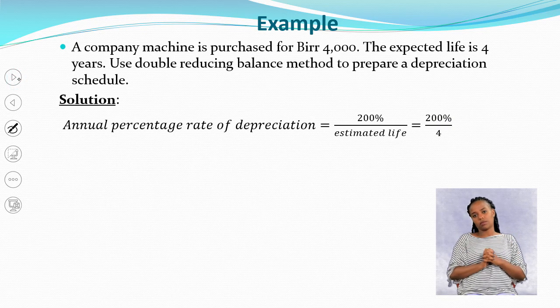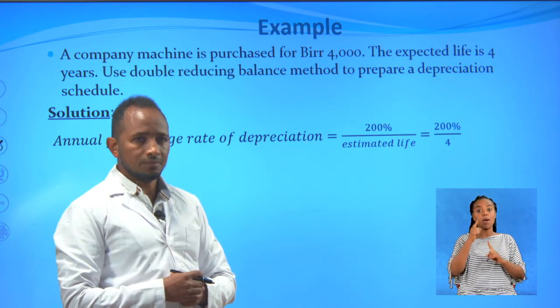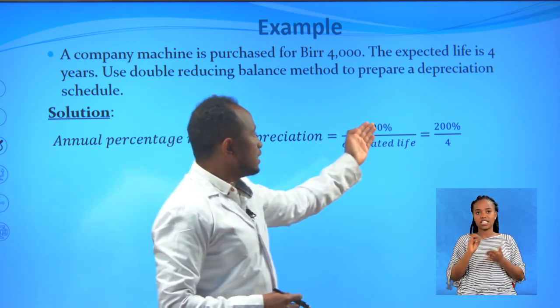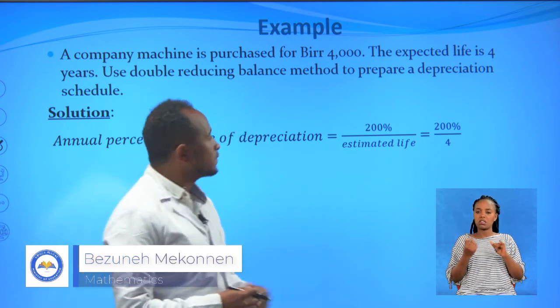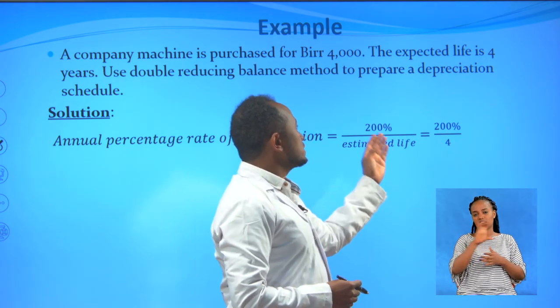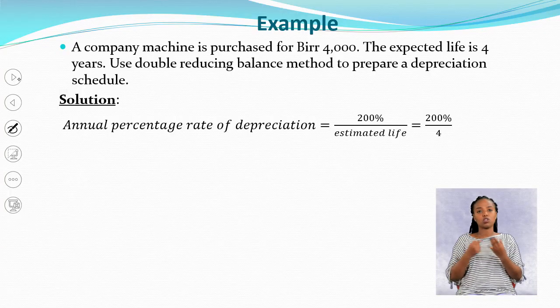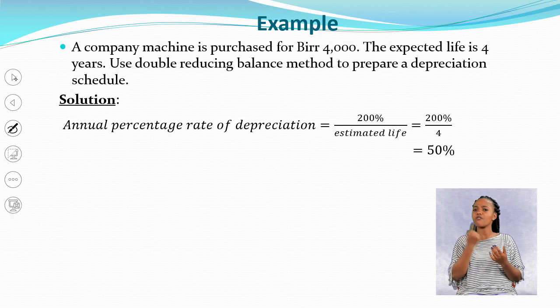So first I need to find the depreciation percentage rate per year. The depreciation rate percentage is given by this equation, 200% divided by estimated life. Here it is given to be 4 years. So when you divide this, you will have 50%. Next, we can calculate the depreciation of this material every year using this percentage.